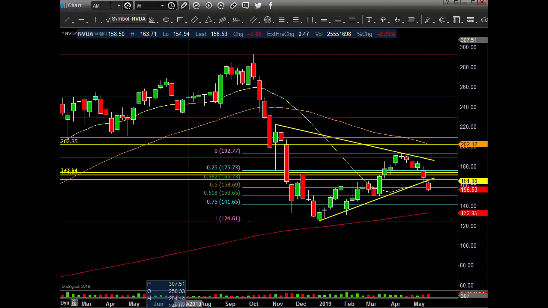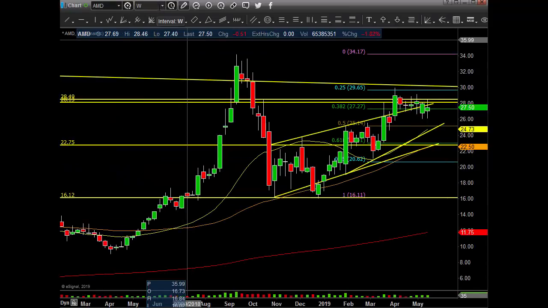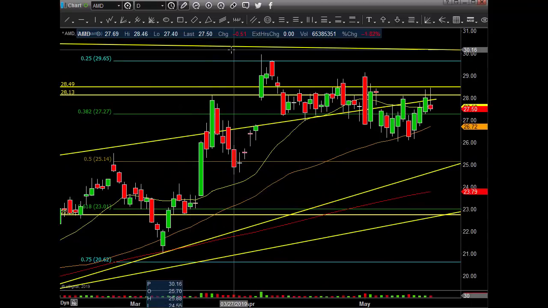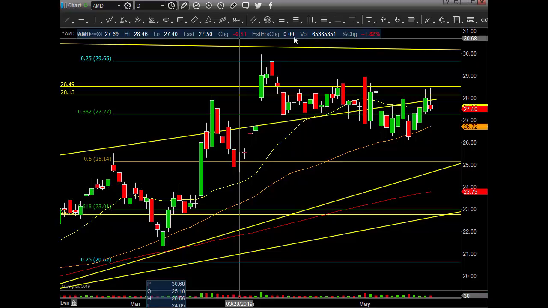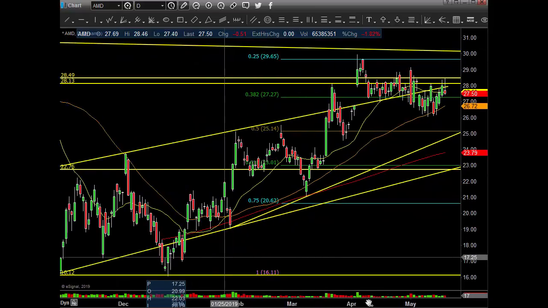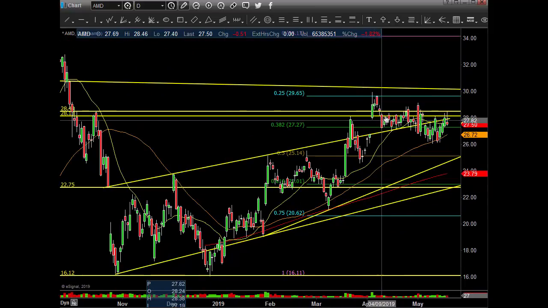All right, let's look at AMD. I haven't even looked at AMD, guys. So daily chart. Let's see, we're 51 cents down, flat after hours, 65 million shares traded, 1.82% red on the day, and this is a daily chart. Yeah, I mean, we're up. We're holding this area, though, guys. I mean, this is pretty good.